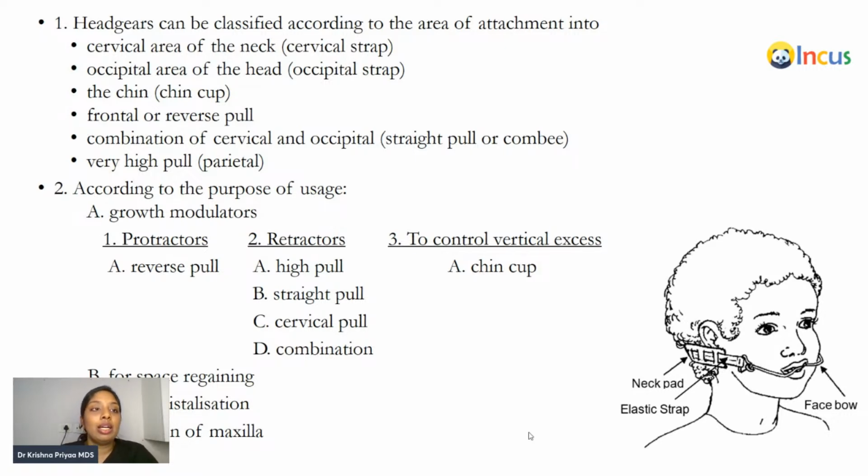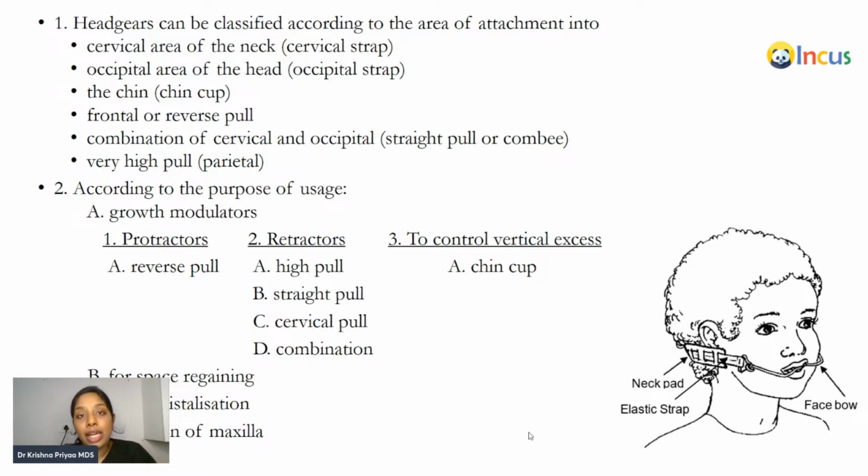Okay? So coming to classification, headgear can be classified according to its area of attachment. What is headgear basically? It is an elastic band which uses the extraoral face as support to connect to the intraoral area using a face bow. Here you can see a picture which demonstrates a neck band or an elastic strap which is connected to the outer bow. The outer bow is in turn connected to the inner bow. The inner bow is engaged to the fixed appliance of the orthodontic treatment. So an extraoral traction force is applied to the intraoral area through a support.